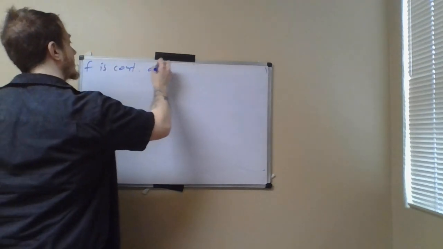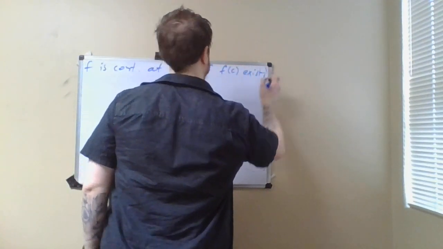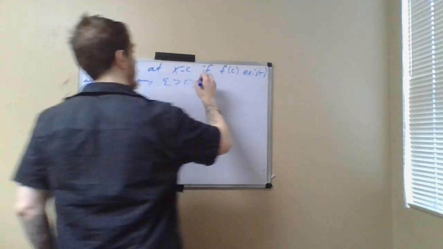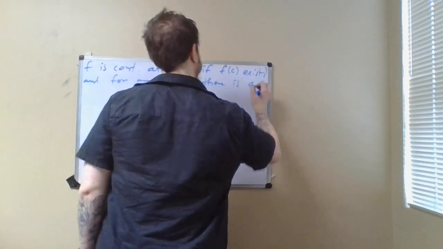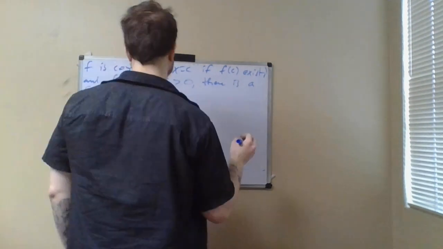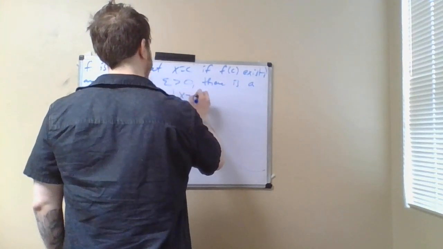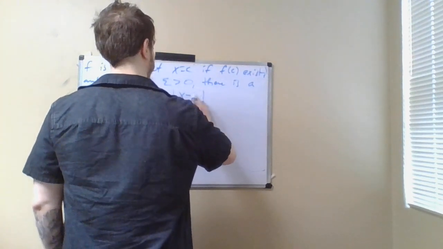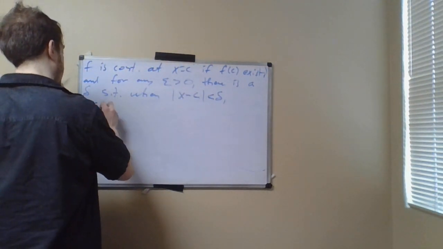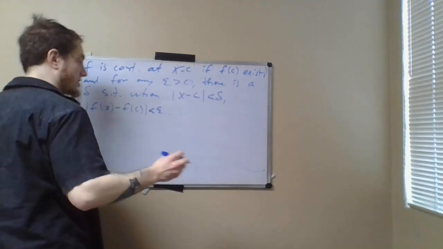f is continuous at x equals c if f of c exists and for any epsilon bigger than 0, there is a delta such that when the absolute value of x minus a, or x minus c, because I'm using c now, is less than delta, the absolute value of f of x minus f of c is less than epsilon.